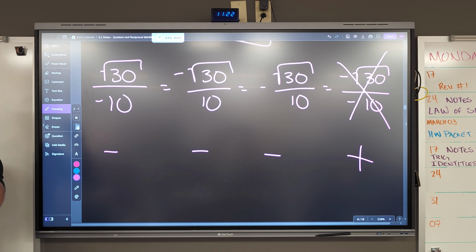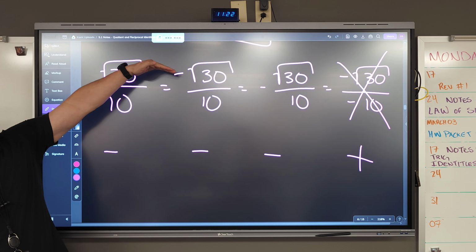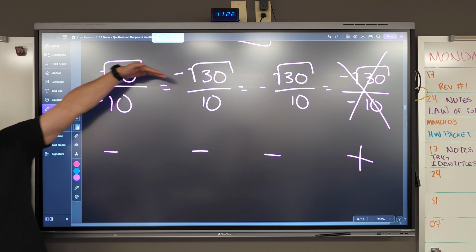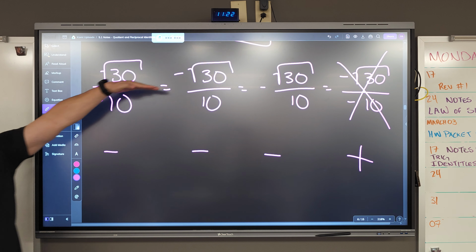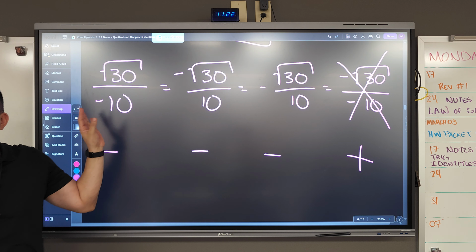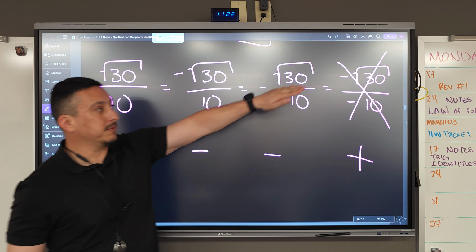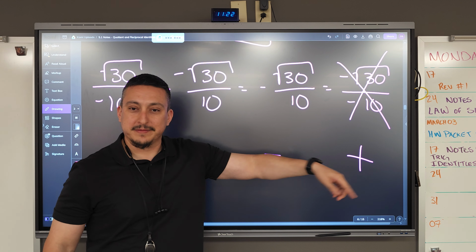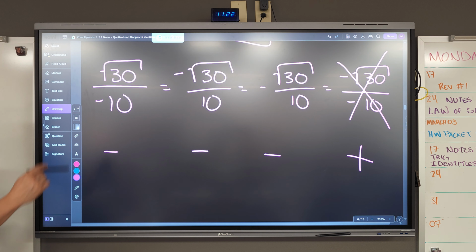Okay, so what I'm trying to teach you is when you have a negative on the bottom, you can float it to the top if you want. If it's at the top, you can float it back to the bottom if you want, or you can put it off to the side. They're the same thing. The one thing you can't do is put them on the top and the bottom, because that's different. Does that make sense? Okay, last one.